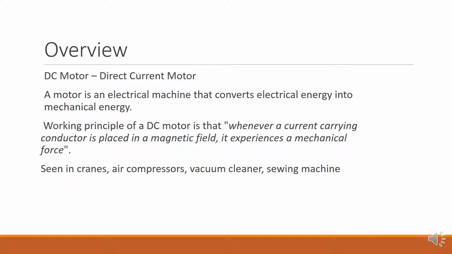The DC motor was a suggested topic because it is widely used in control system applications. You can find DC motors in cranes, air compressors, vacuum cleaners, sewing machines, and many other products that we use daily.